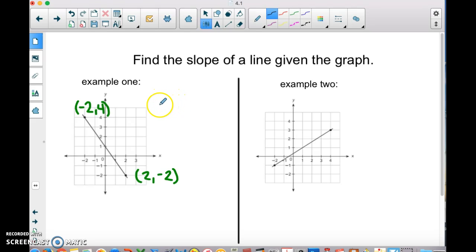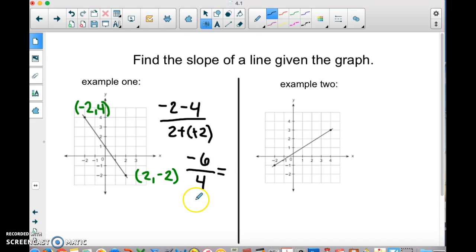So I'm going to start here, negative 2 minus 4 over 2 minus negative 2. Negative 2 minus 4 is negative 6. Negative 2 minus a negative 2, double negative, becomes a positive 4. Make sure to simplify our fraction. Negative 3 over 2 is our slope.